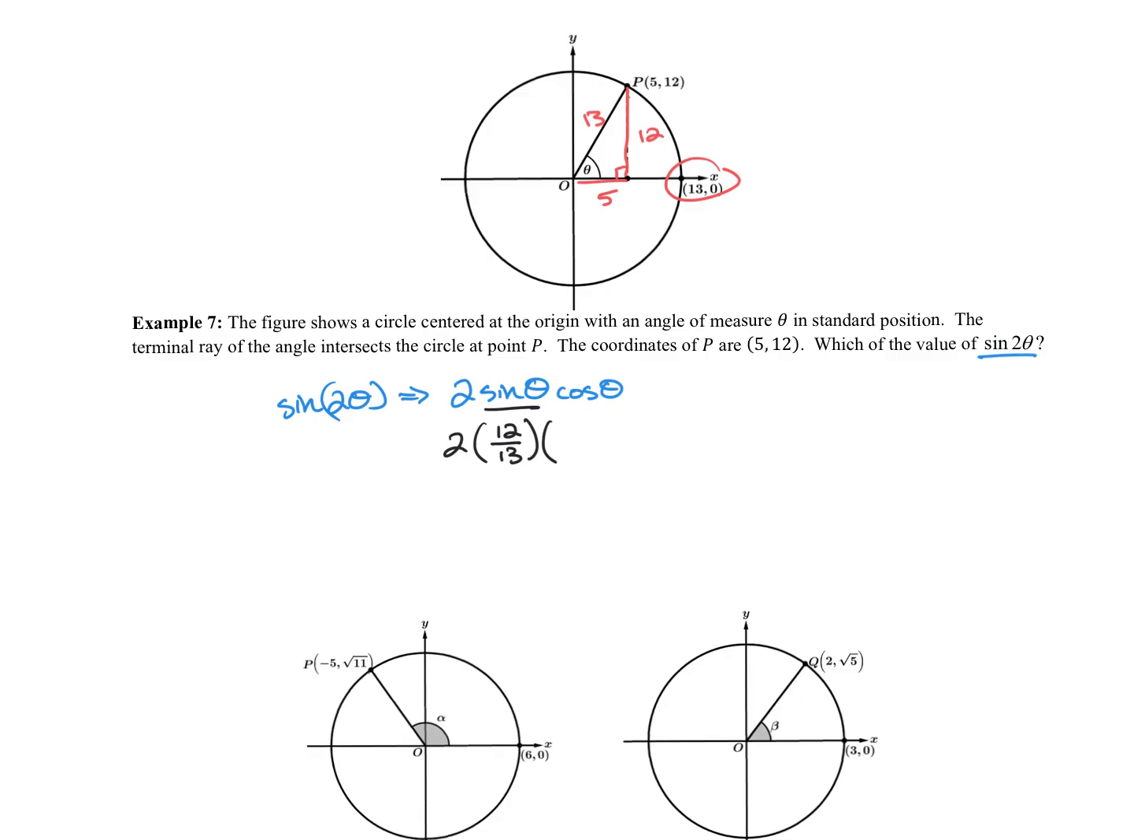And then the cosine of theta. So cosine is what? The adjacent over the hypotenuse. So my adjacent is 5, and then my hypotenuse is 13. And so now we just have to do a little bit of math. 2 times 5 is 10. 10 times 12 is 120. And then 13 times 13 is 169. All right. Pretty good? Cool. Let's do it again.